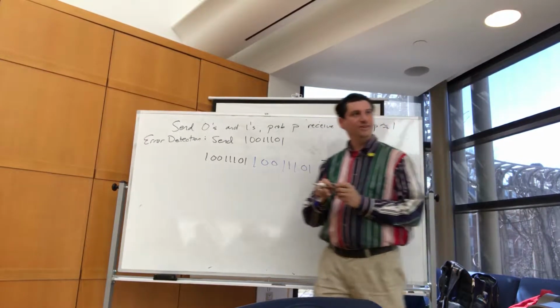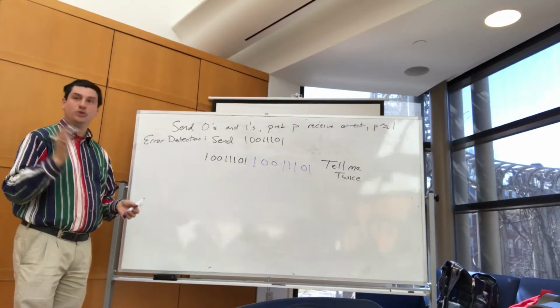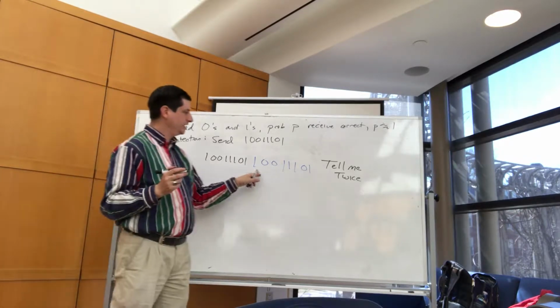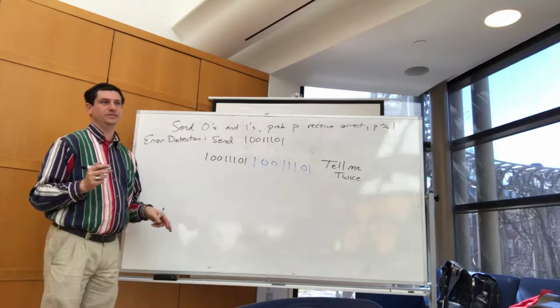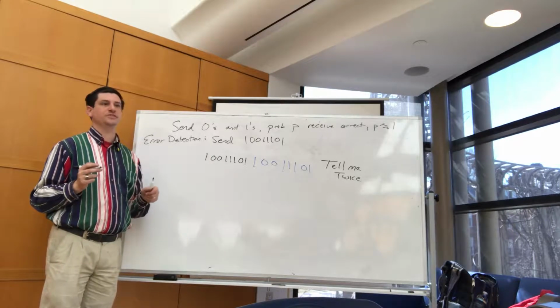In reverse. Oh, count them. Count the ones and count the zeros? So counting would actually work. Summing would work. But I'm saying here I wrote the message and then I wrote the message again. Yeah. How else could we do it? I still want to tell you twice.